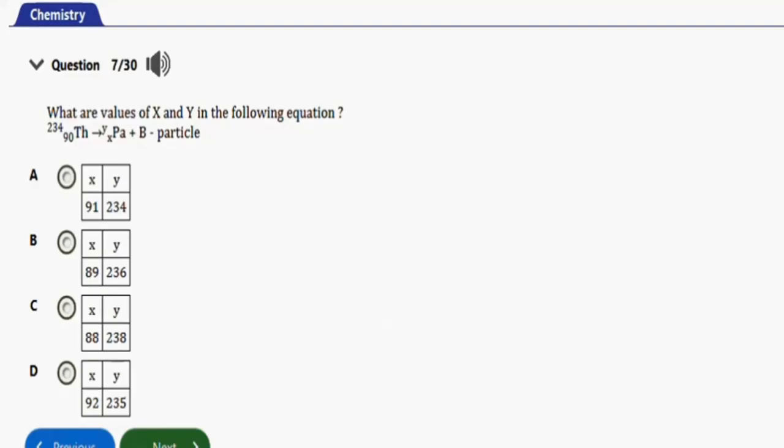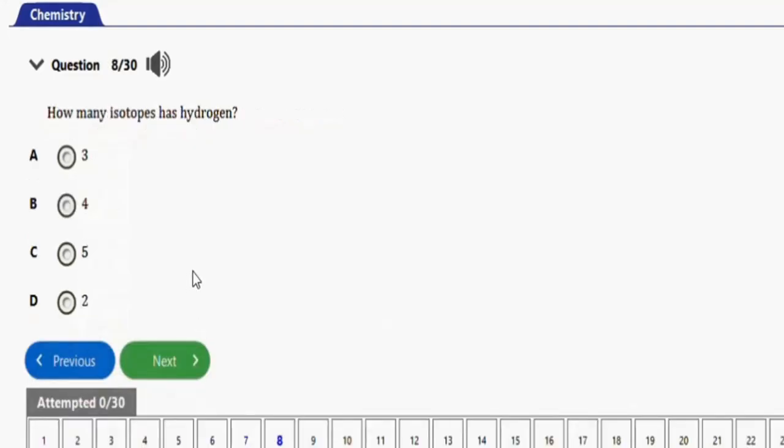The next question says, how many isotopes does hydrogen have? Hydrogen has 3 isotopes, guys. Take note of this question. Option A, the right answer. The next question says, how many electrons does this charged atom contain?